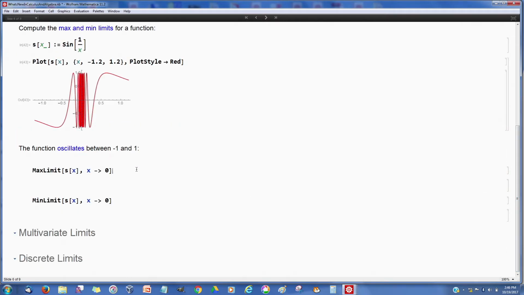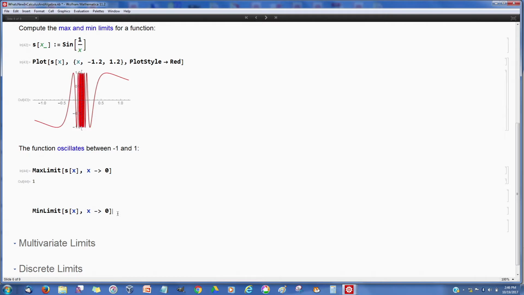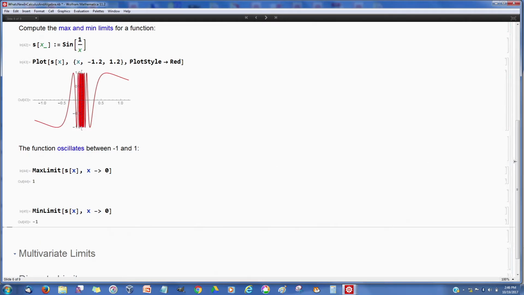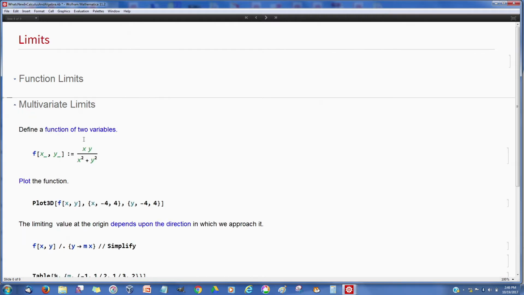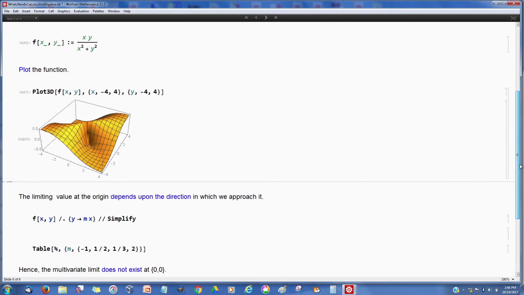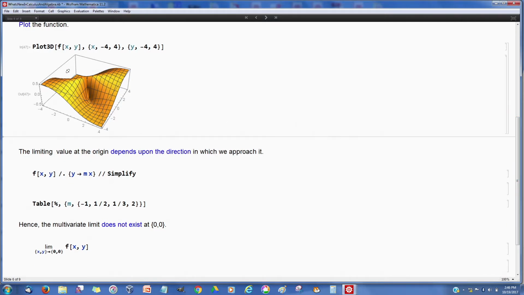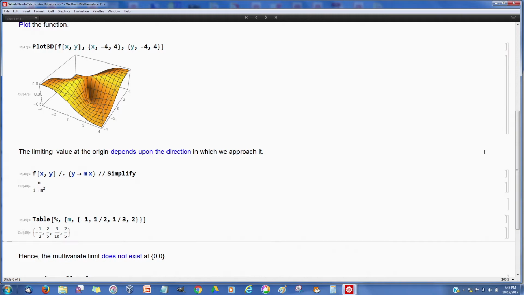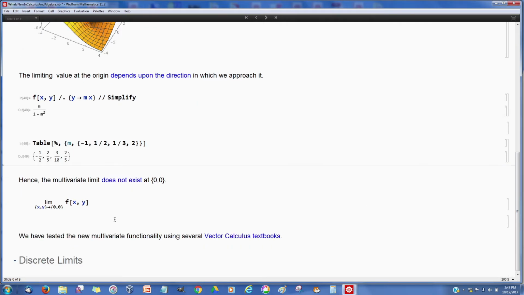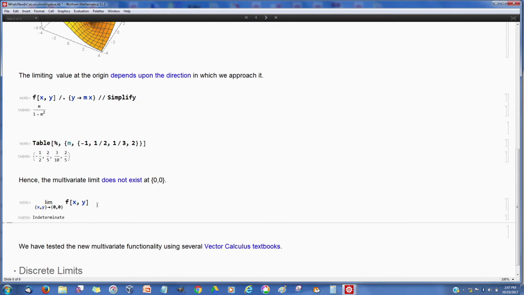And we actually can go quite hard on the examples over here and get very complicated periodic functions, like Adam showed, to get the max and min limits. Okay, the really big breakthrough was multivariate limits, which we've been trying forever, but it finally worked out. So here's a college textbook example. You have a function of two variables. You plot it. The limit depends upon the direction from which you approach the origin. So you try it along some lines. You get different values. And that says that the limit does not exist.